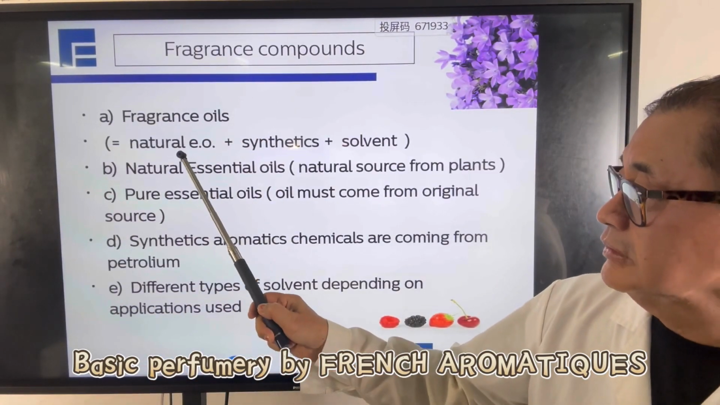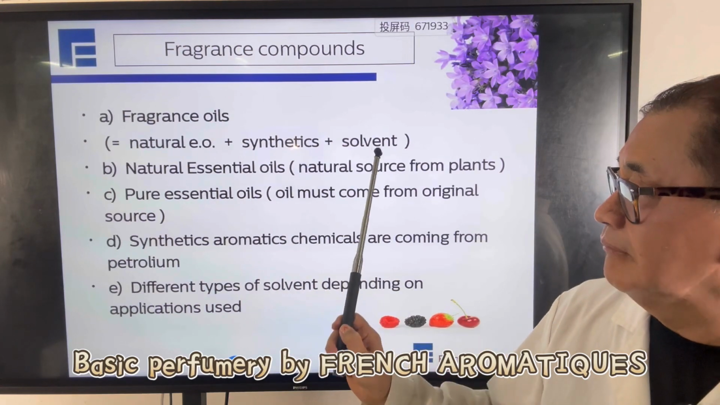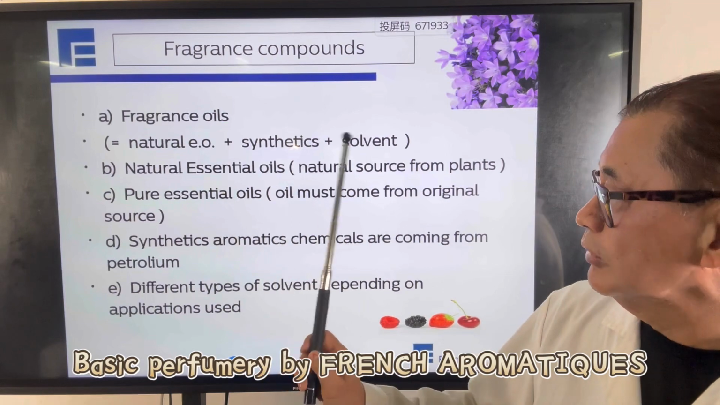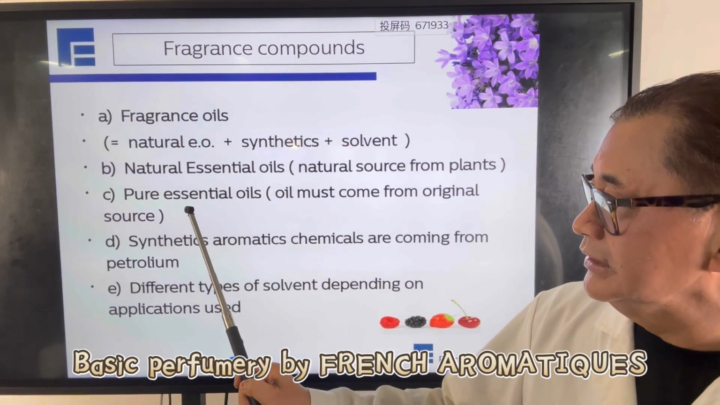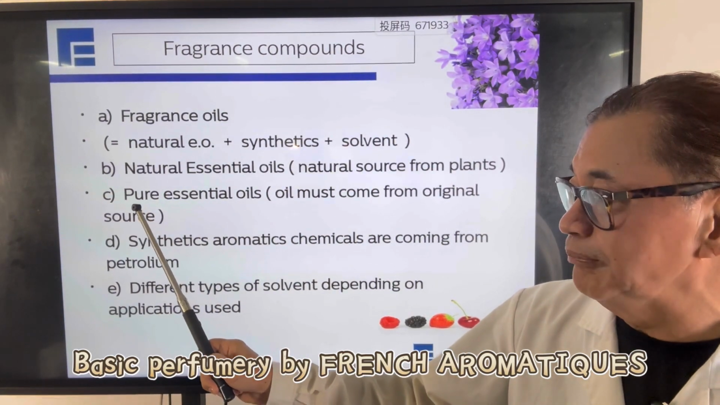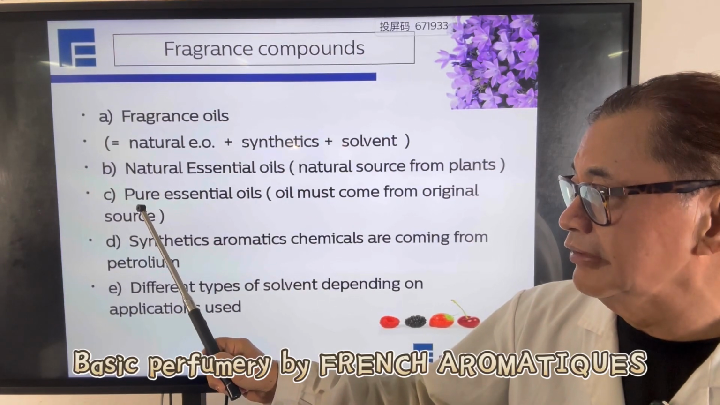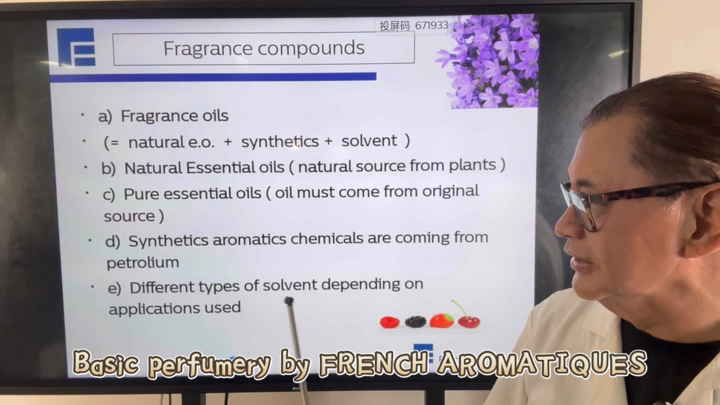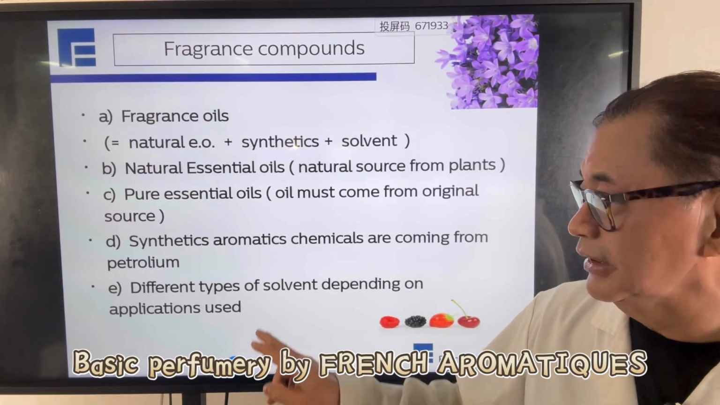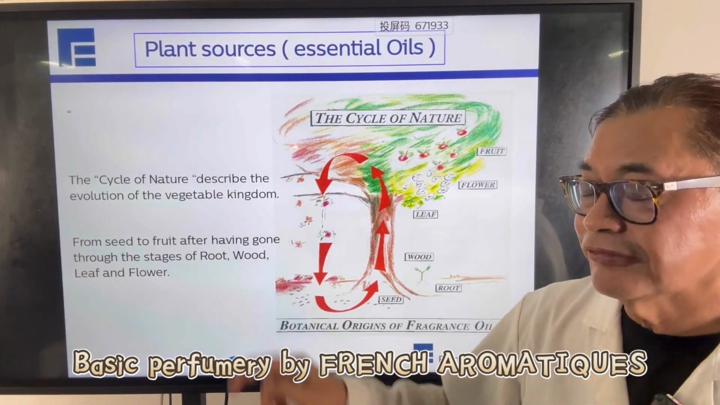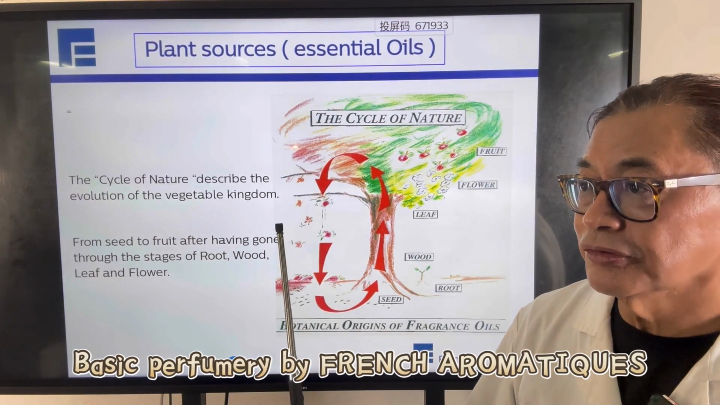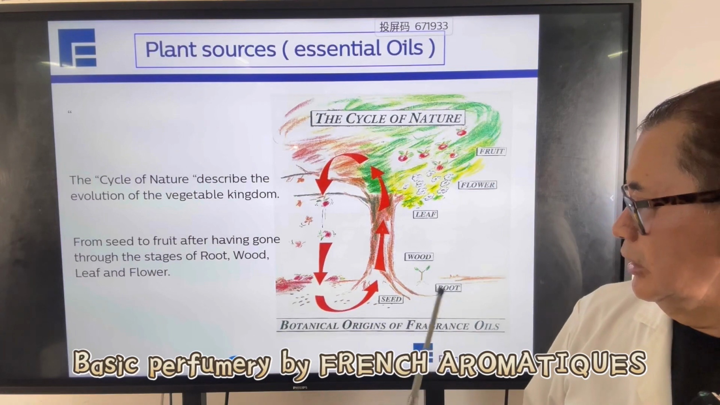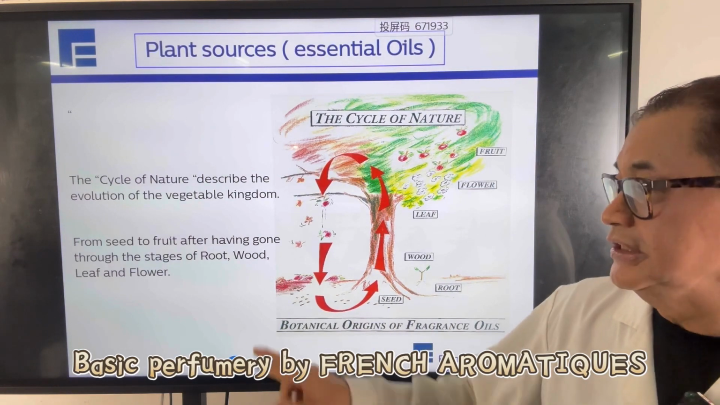The fragrance oils, as I said, have three major components: natural, synthetic, and solvent. The natural ones come from plants. You have to be careful about the word "pure". This is very misleading. The synthetic comes from petroleum, and there are different types of solvent depending on the application. Now, from the natural resources, it could be leaf, flower, fruit, wood, root, and seed.